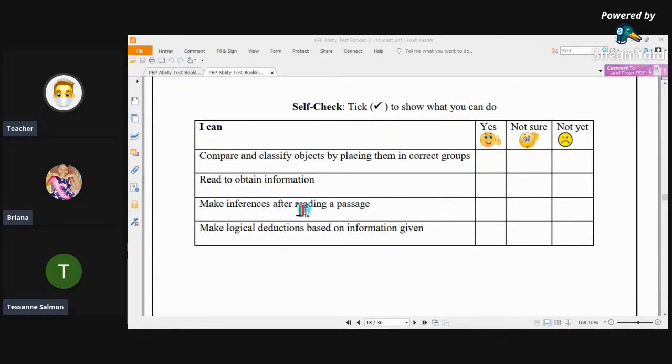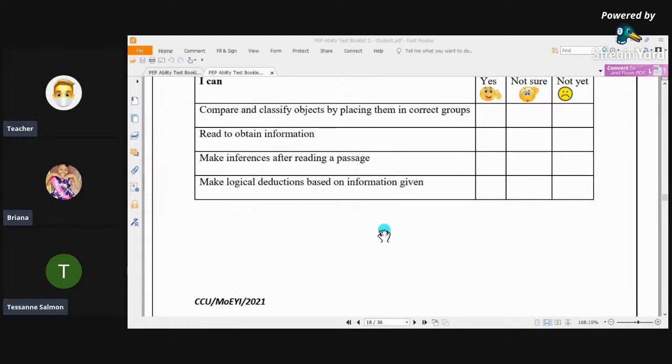Make inferences after reading a passage. This means that the answer you have to think and search. Maybe I'm not so good on it, maybe not yet, or maybe I'm just good. Make logical deductions based on information given. All right, guys. So we need to think about these things, reflect on the work done and prepare ourselves as best as possible.